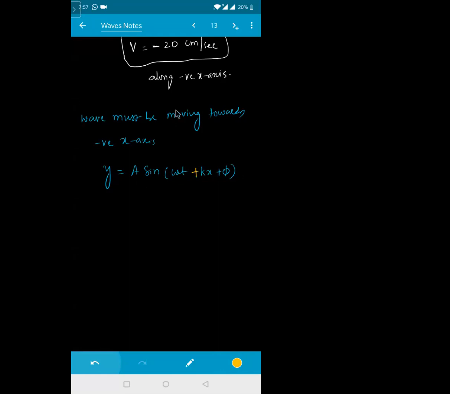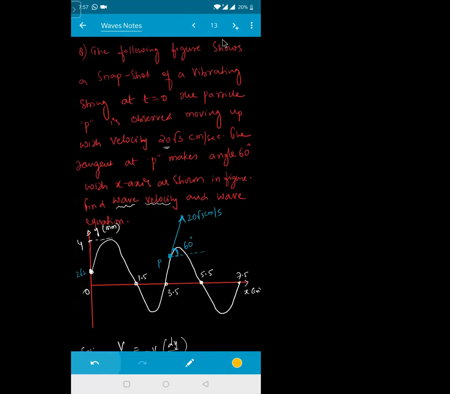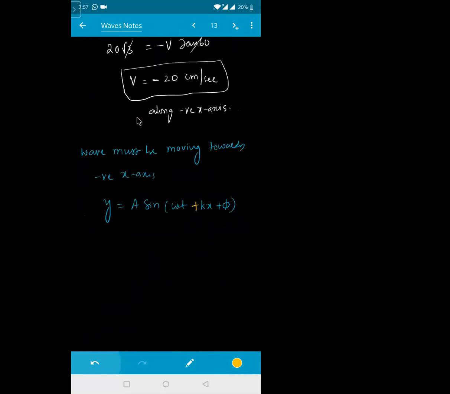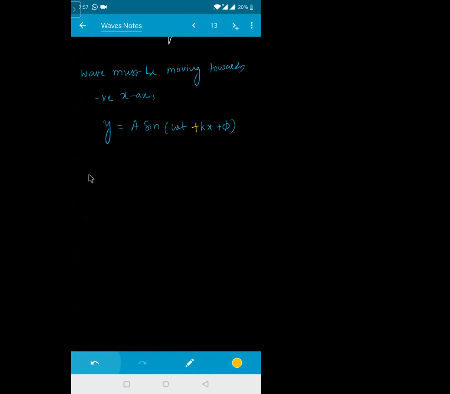Now what is the value of A, beta? A means amplitude, right? Amplitude is 4 mm. How do you write that? Because we got the answer in centimeters, y will become 4 mm, that is 0.4 centimeters, into sine of omega. How do you write the value of omega? Can anyone tell me?